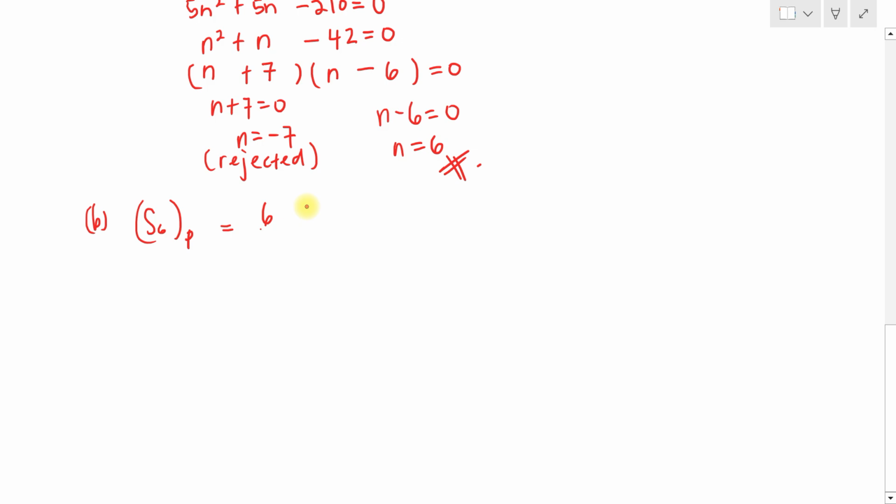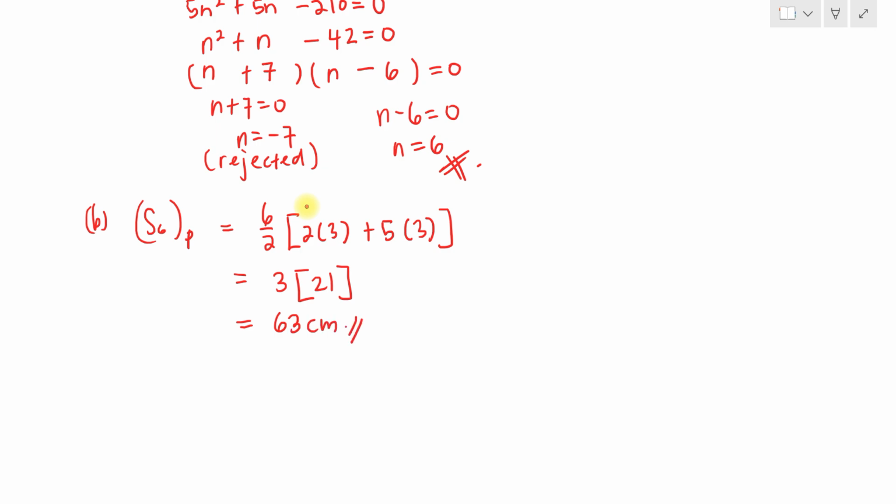So 6 over 2 times 2a plus n minus 1, which is 5d. So we get 2 times 3 is 6 plus 15, so 21. Multiply by 3, you should be getting 63 centimeter.